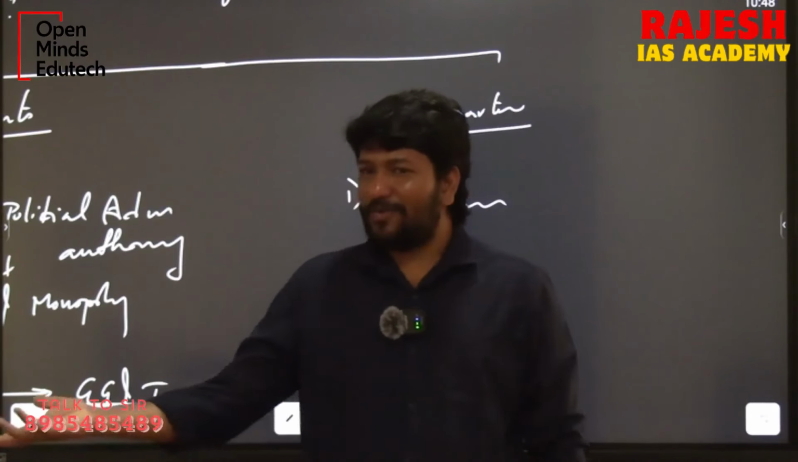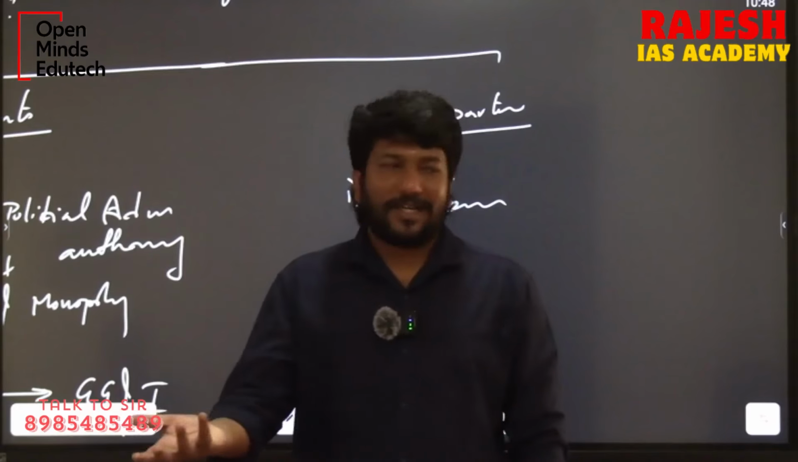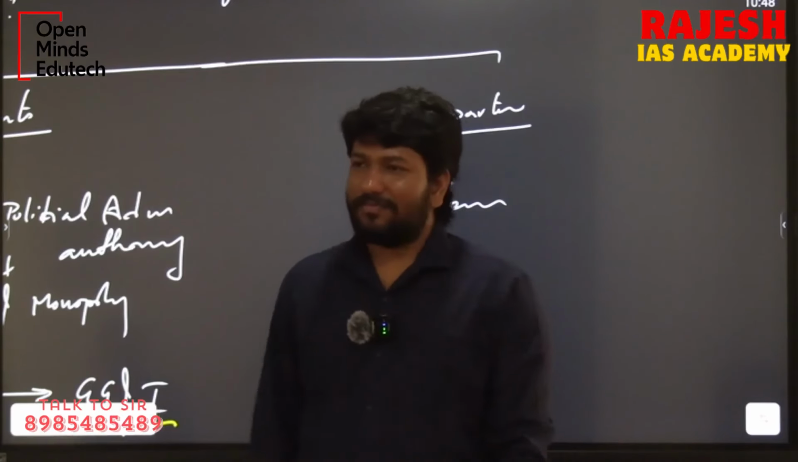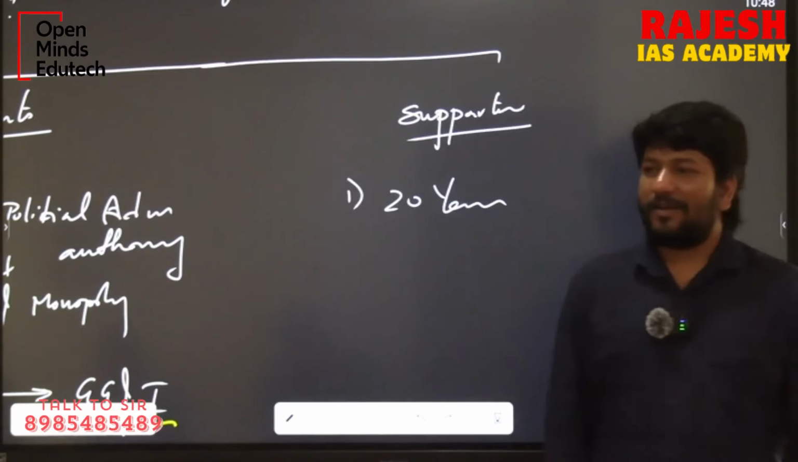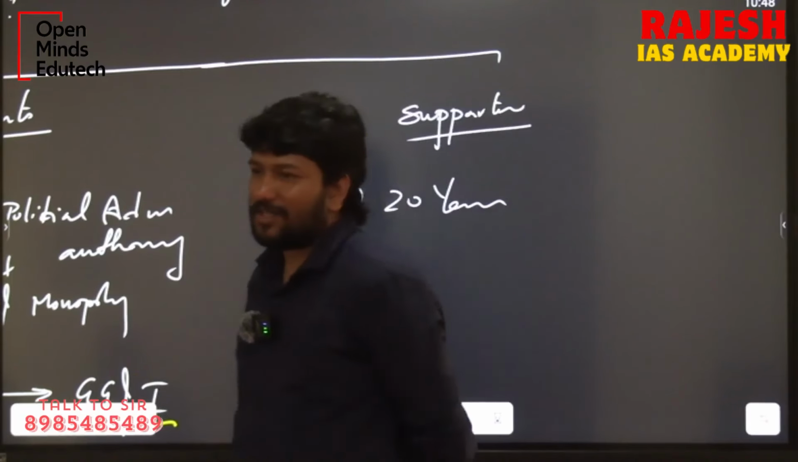So 20 years you will be ruling the Indian possessions in trust of the Crown. The East India Company will rule the Indian possessions in trust of the Crown.